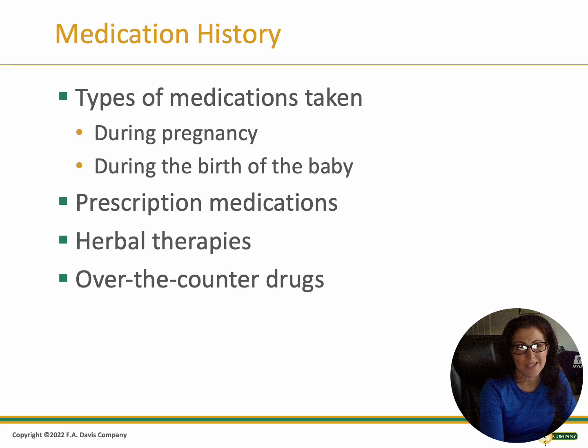We want to identify types of medication that were taken during pregnancy, whether it was pregnancy-related medications or whether medications were taken for patients' comorbidities such as thyroid, hypertension, diabetes. Were there any other prescription, herbal, or over-the-counter medications that were taken?